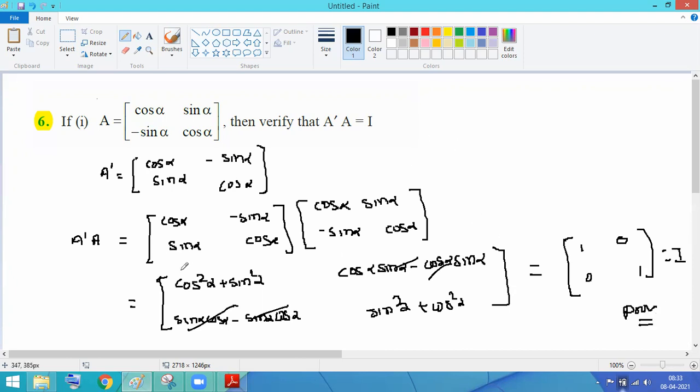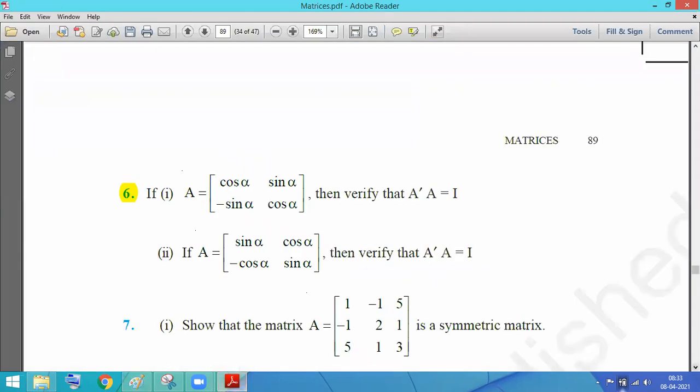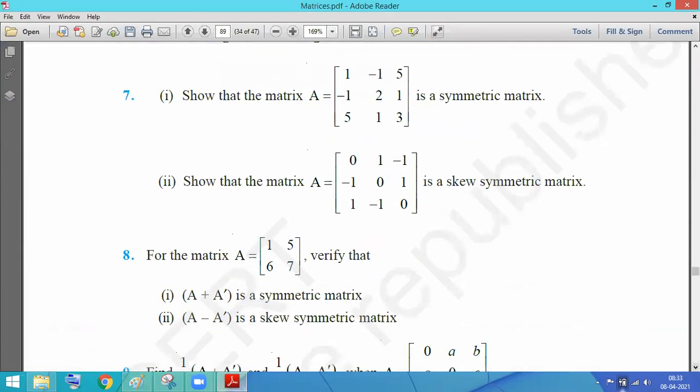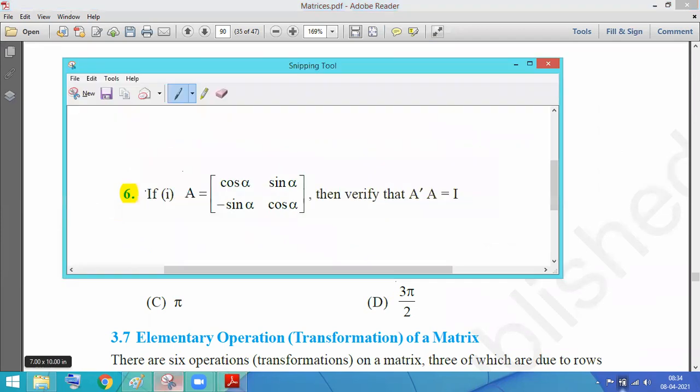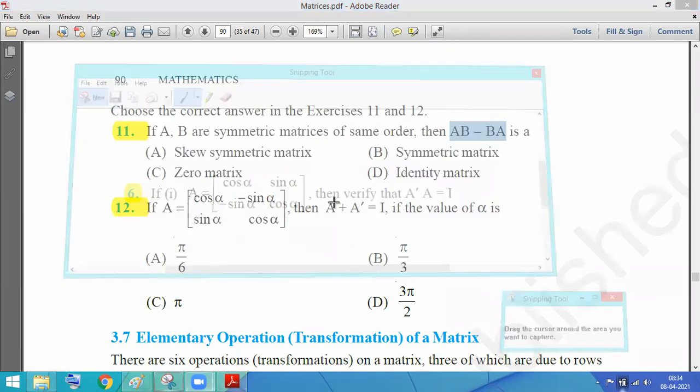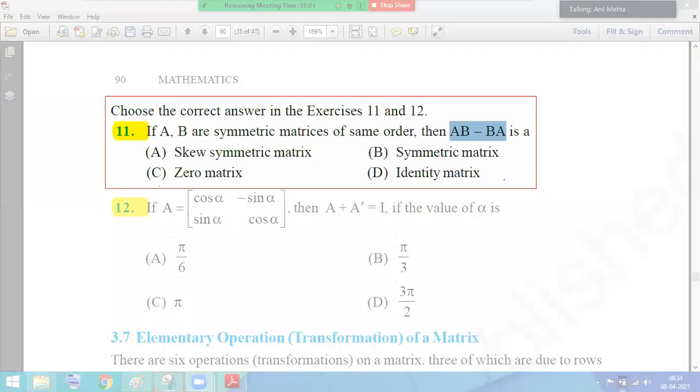Clear with this? Now I will discuss this question. If A and B are symmetric matrices of the same order, then AB minus BA is which type of matrix? Very important question. Here you will have to understand what type of matrix this will be.